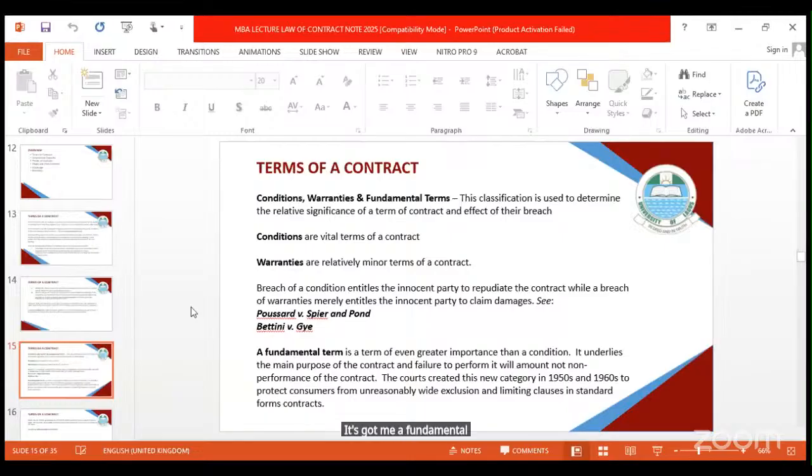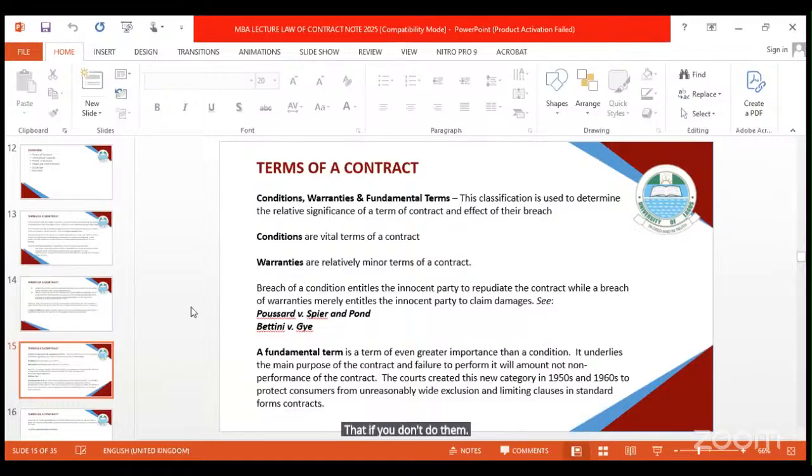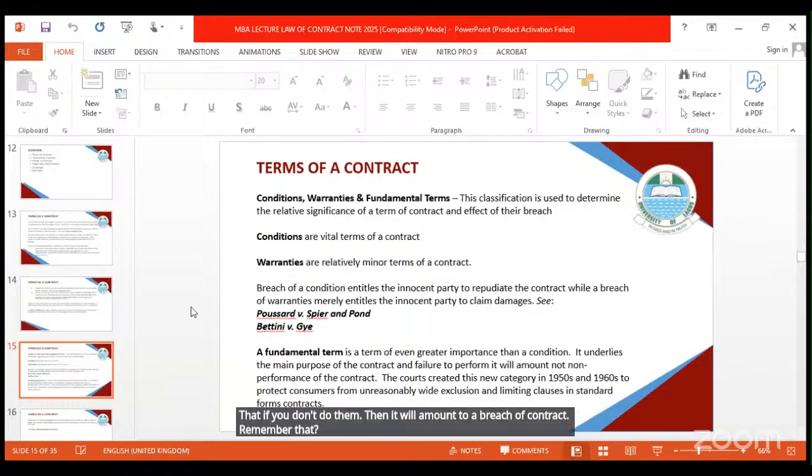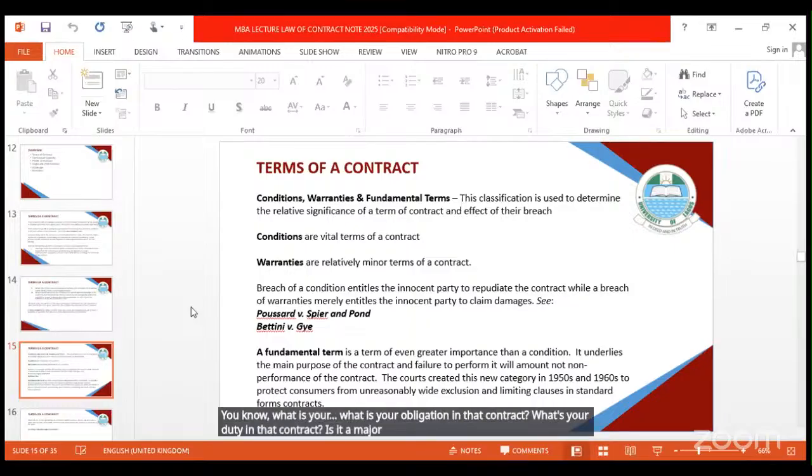So what I'm saying is that for every contract you go into, there are some things that are very germane, that if you don't do them, then it will amount to a breach of contract. Remember that what the contract does is to create rights, duties, and obligations for every party in that contract. So that's what the law will look at. What is your obligation in that contract? What's your duty in that contract? Is it a major duty or is it minor?